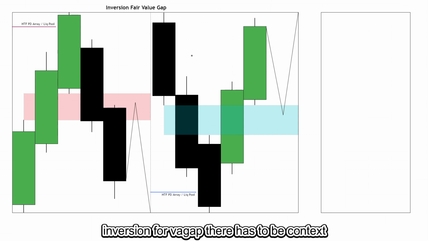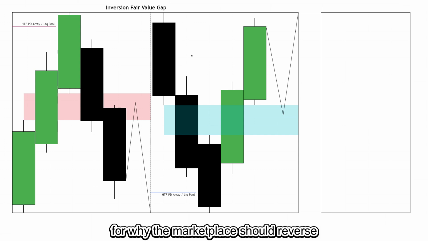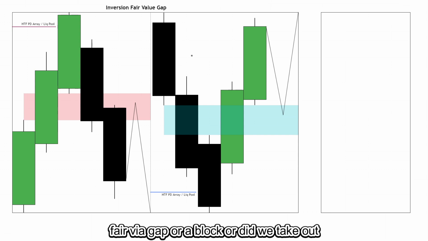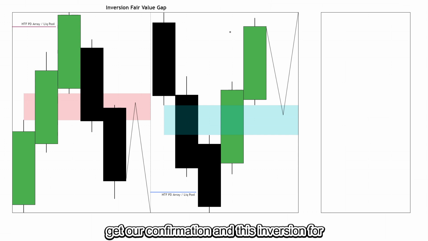Just like so, for an inversion fair value gap, there has to be context behind it. There has to be a specific narrative for why the marketplace should reverse, right? Why is the marketplace reversing? Did we tap into a level of inefficiency like a fair value gap, order block, or did we take out liquidity inside the marketplace for the marketplace to reverse? Because this is a reversal model. And once we can identify that reversal followed by this breaker structure to the upside, is when we can then get our confirmation, and this inversion fair value gap is our entry model for that reversal move.